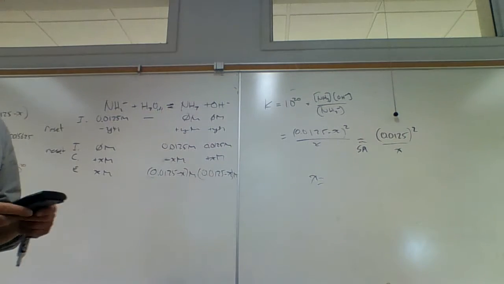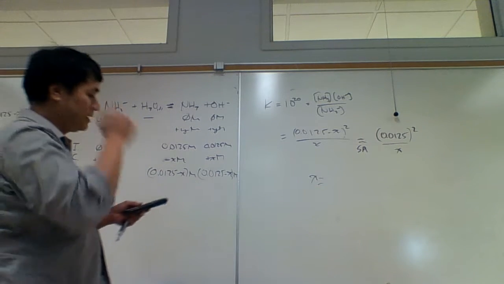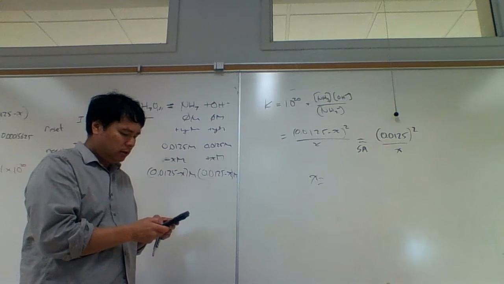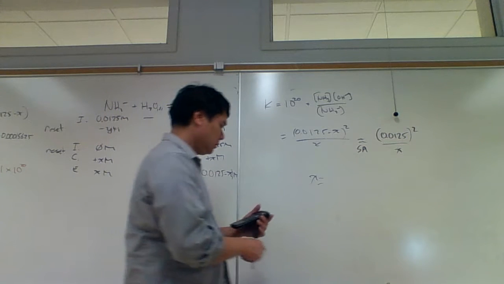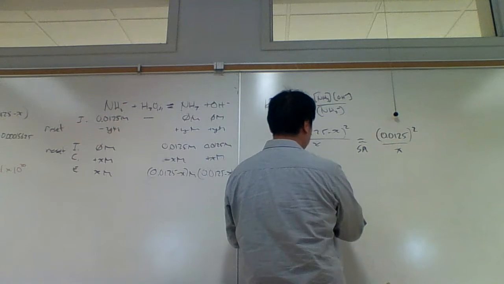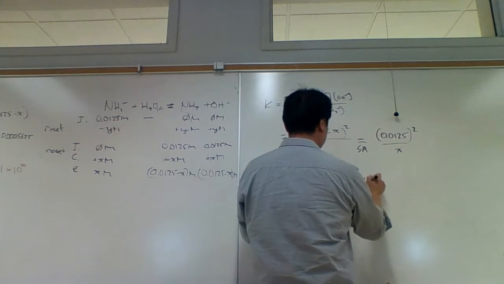And so now we can get it here. We do this, and we're going to come out to 0.0125 squared divided by 1 times 10 to the 20th. We get x equals 1.56 times 10 to the minus 24.